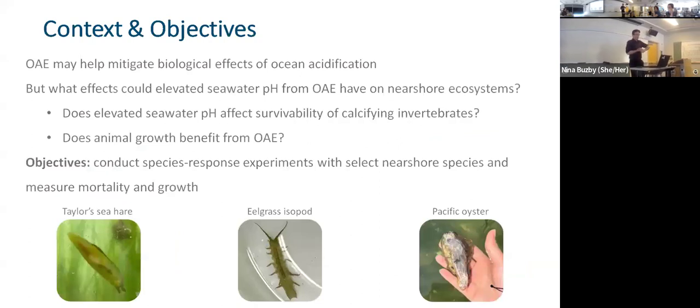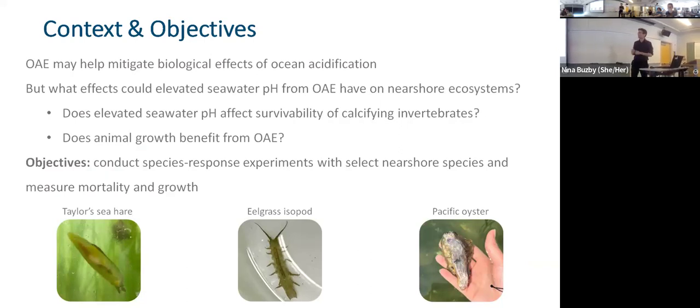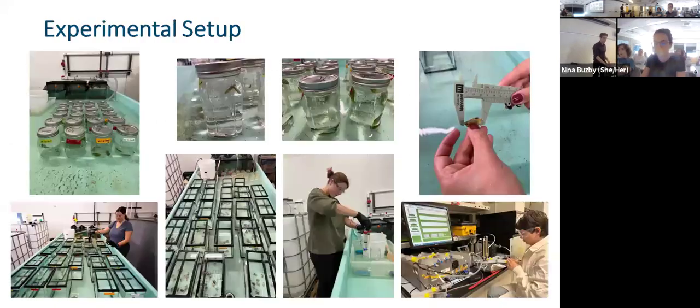Okay, we've had some progress with our species response studies. Our team focused on that is looking at 3 different organisms: Taylor sea hare, eelgrass isopods, and Pacific oysters. The first 2 are really common prevalent species within Sequim Bay, and the third is a very commercially important species that is harvested within that region. Low on time, so I'll move quickly.